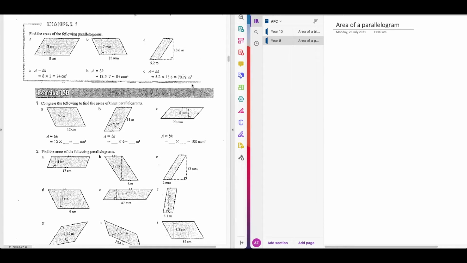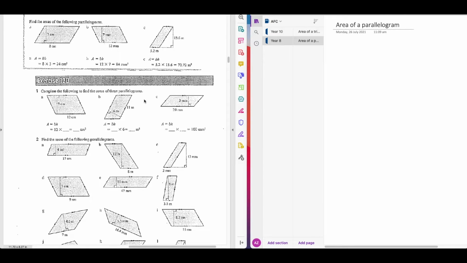Once you write your answer, make sure you also write the units. The units is going to be square meters here, square millimeters here, and square centimeters here. Hopefully this topic is relatively straightforward and there should not be too much challenge.